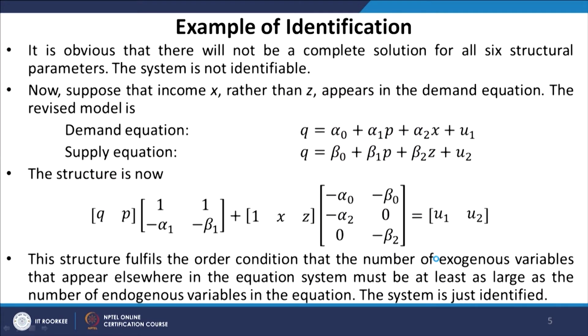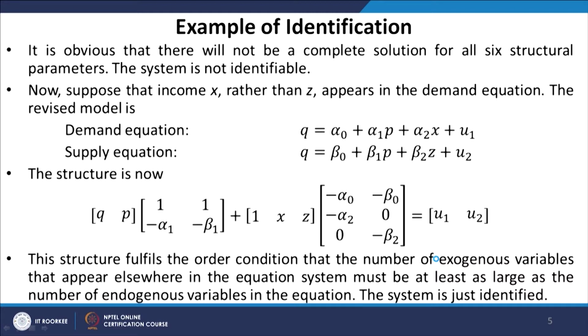So, what happens? It is obvious that there will not be a complete solution for all 6 structural parameters, and the system is not identifiable. Because the order condition is not fulfilled, we are not able to identify the system.